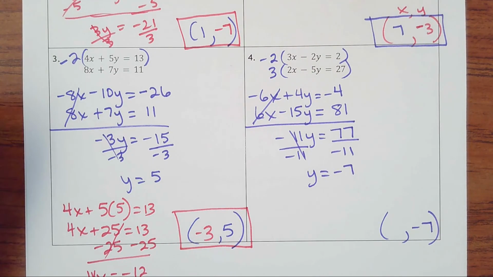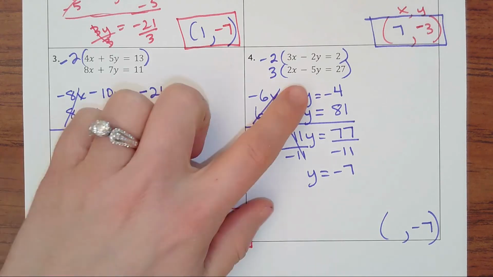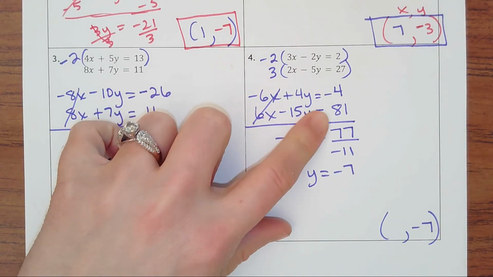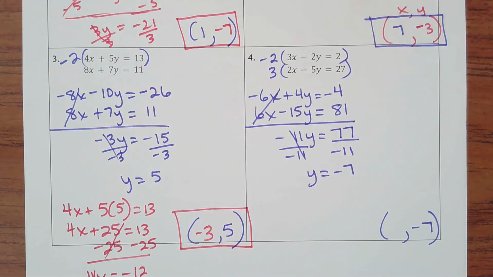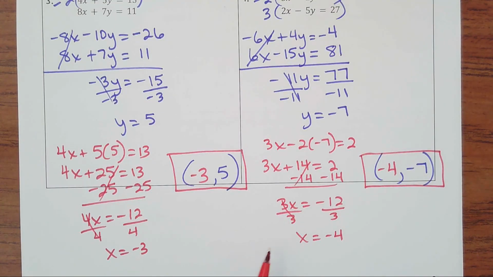Okay, when I go to pick which equation to plug it into, I definitely pick one of the originals because I might have made a mistake or something, but pick one of the original problems to plug it back into. I picked the top one and I got x to be negative 4.